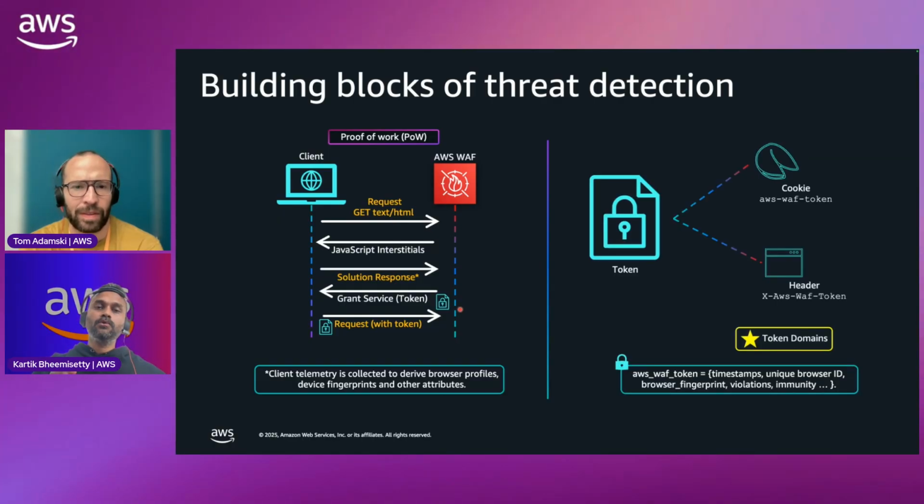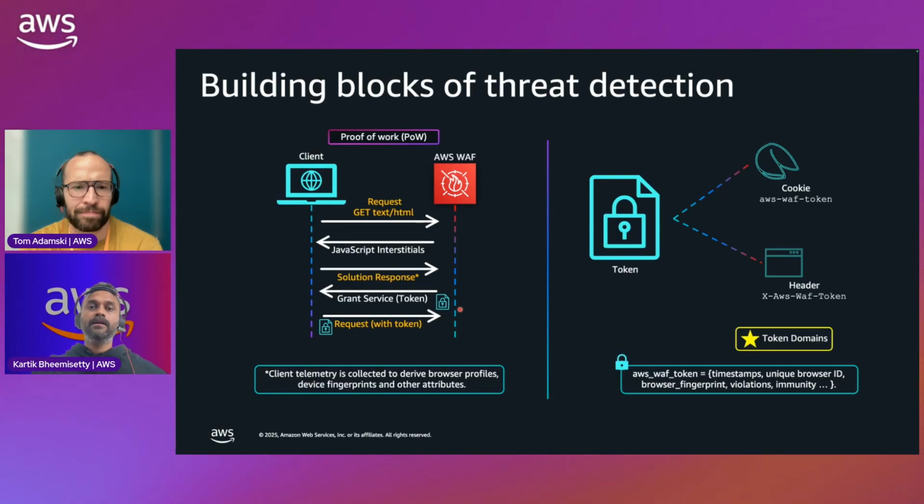So how is a token sent to WAF? There are two ways. One is as a cookie, which is the aws-waf-token cookie, or as a header, x-aws-waf-token. If your client is accessing the same domain, for example example.com or amazon.com, and further requests are for api.example.com or xyz.example.com, it's for the same domain. It's going to be added as a cookie.